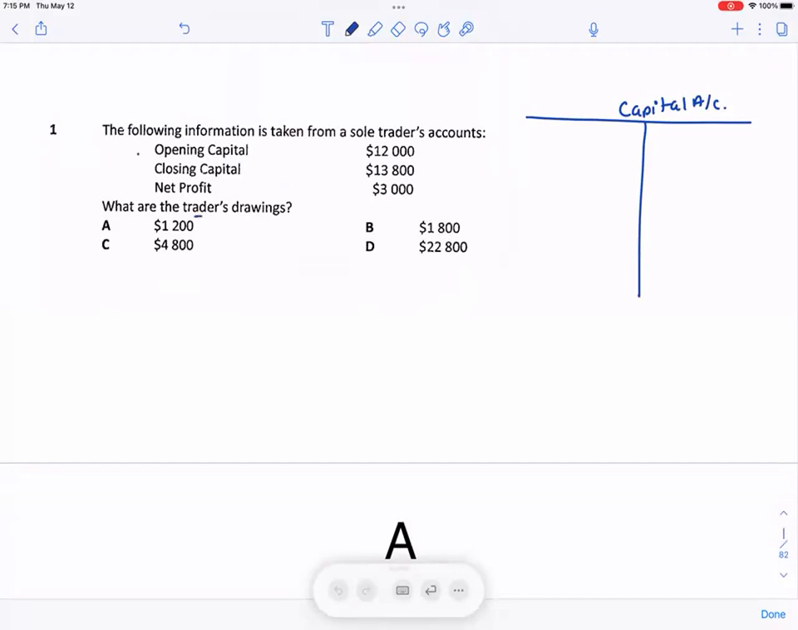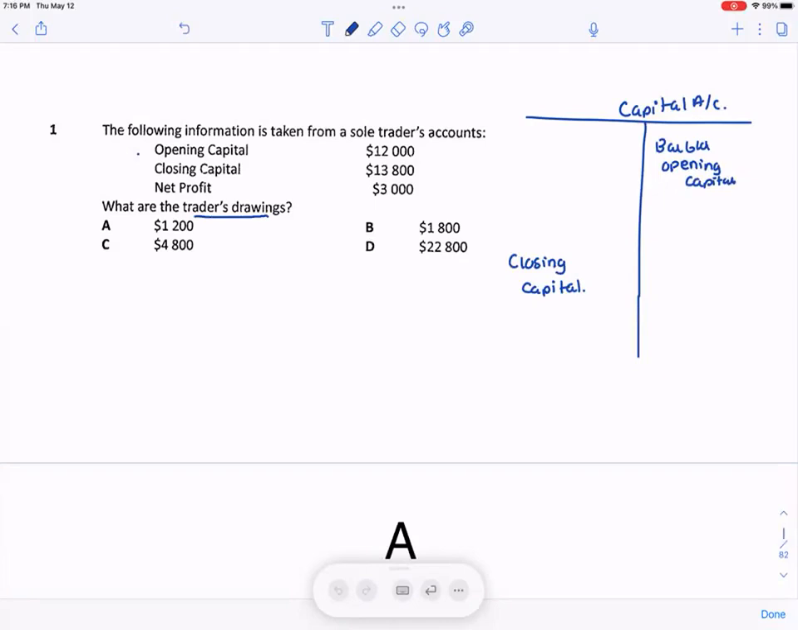Can you find the trader's drawings for me? Try and work it out. Opening capital will come on the same side. Where will closing capital come? Opposite side. Where does drawings come?